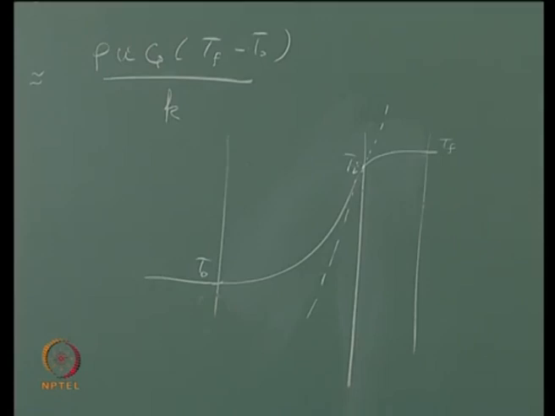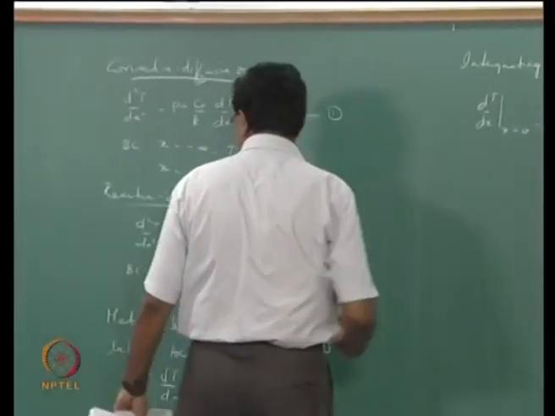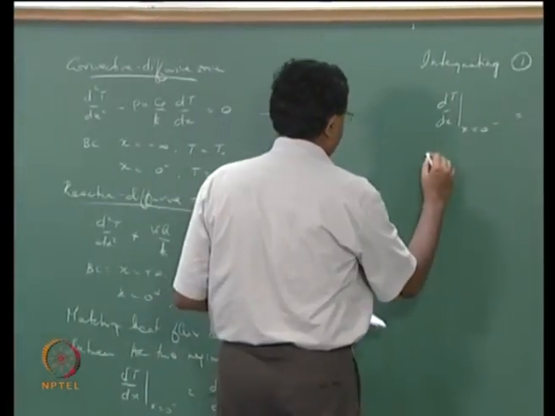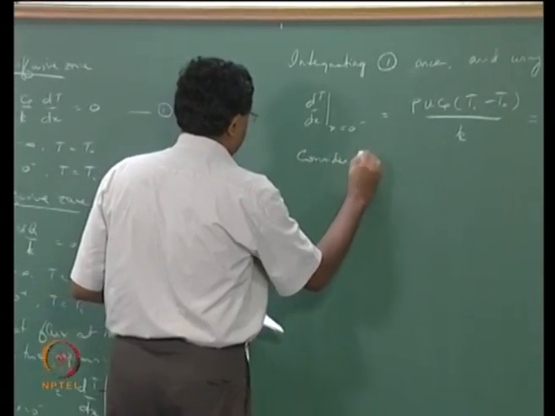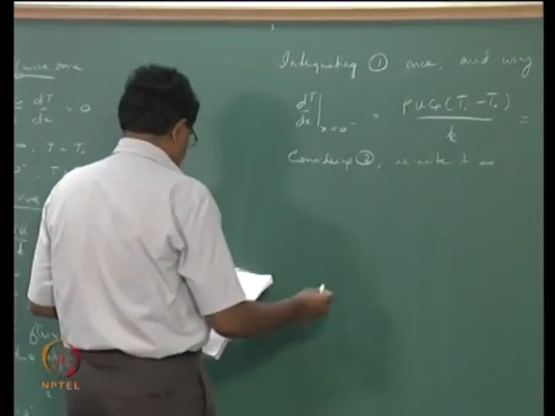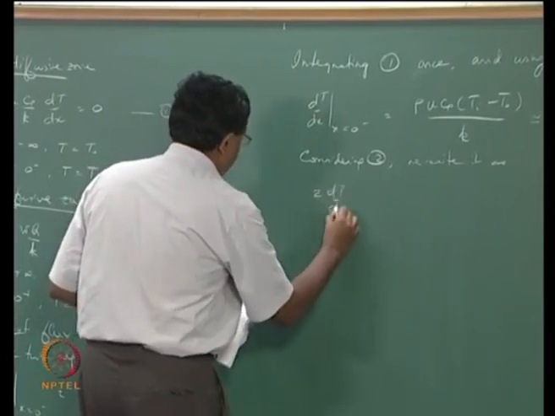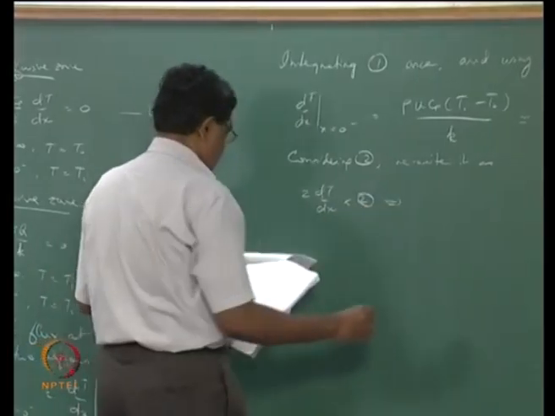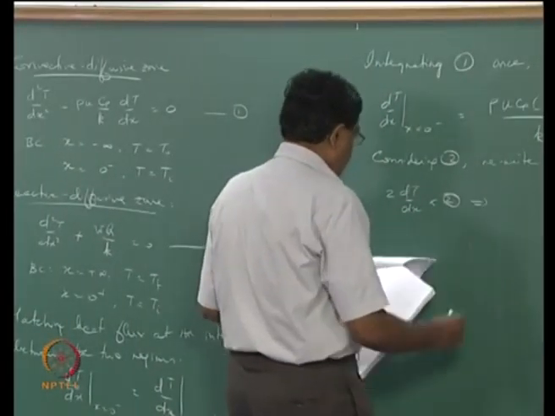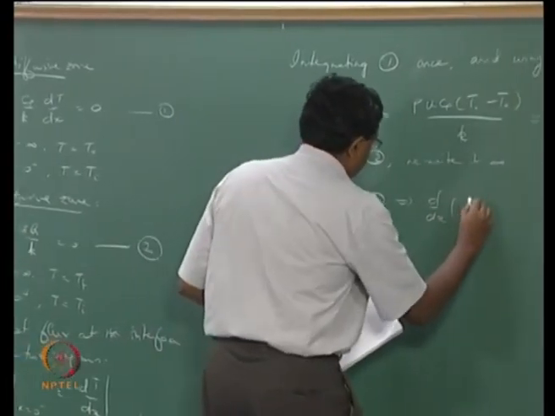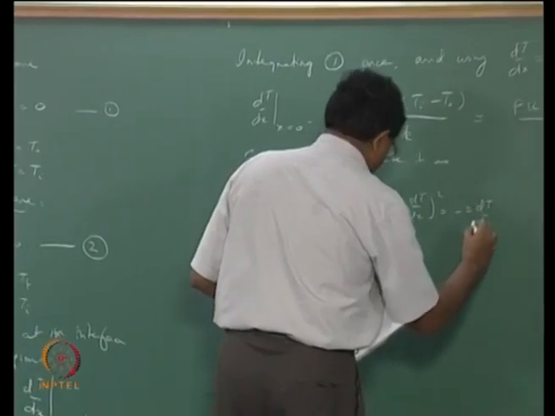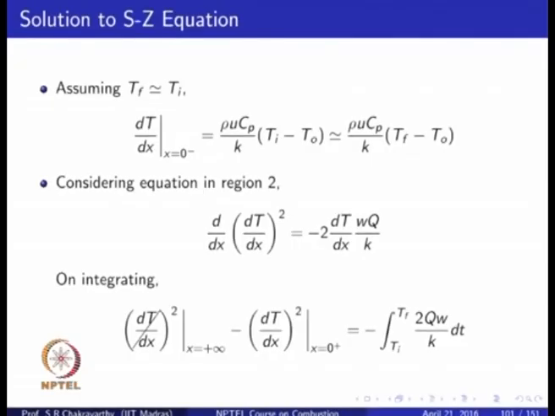So let's just go ahead with this. So we'll just go ahead with the second equation to integrate it once. So the way we want to do that is considering 2, rewrite it. It has 2 dt by dx times 2, which is like if you now multiply this equation by twice of dt by dx all the way through, then it's possible for us to now write this as d by dx of dt by dx the whole squared equal to negative 2 dt by dx W Q divided by K, right?